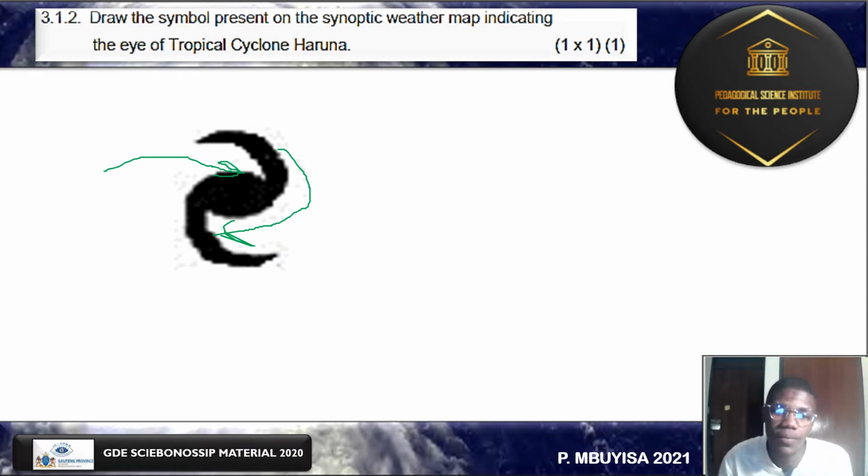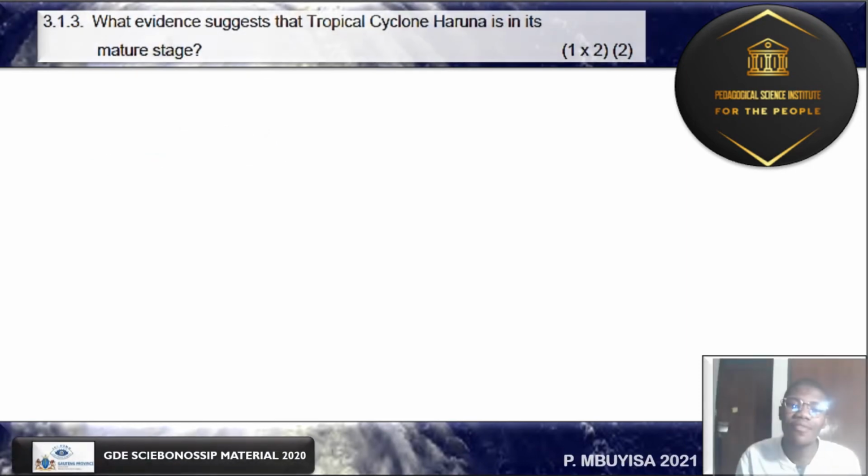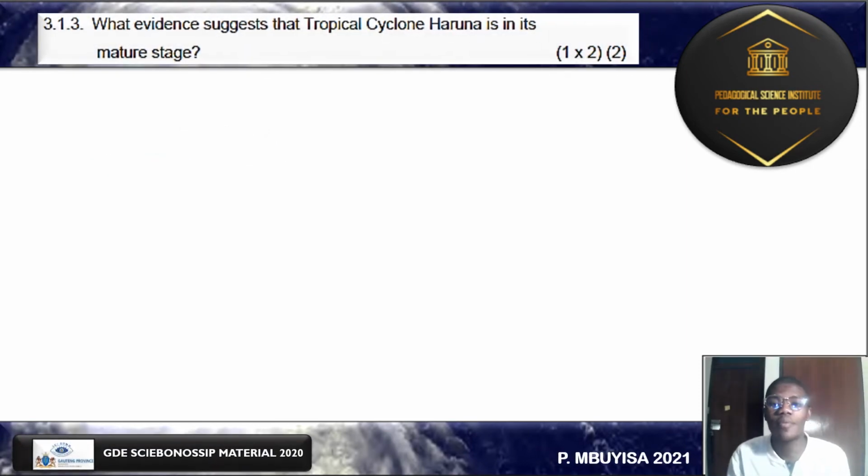Next question. What evidence suggests that Tropical Cyclone Haruna is in its mature stage? So we know that what affects a tropical cyclone mostly is your pressure. Remember that. Now when we have pressure that is well below 1000 hectopascals, we can then have a tropical cyclone that is in the mature stage.